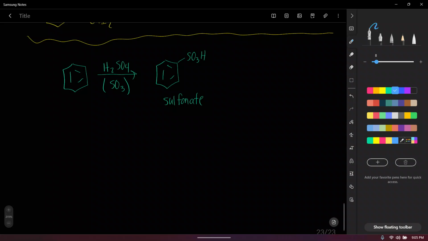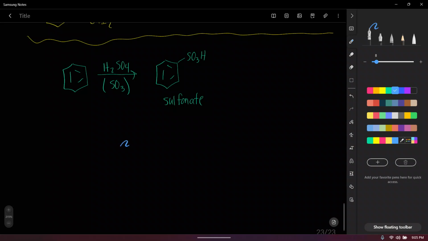So again, let's go ahead and actually do the mechanism to think about how this works. So the first step is I'm going to form my hot electrophile. If you notice, in this step, we don't use a Lewis acid. The reason we don't use a Lewis acid here is because sulfuric acid is a strong acid on its own, so we don't need a strong acid and a Lewis acid. We can just use the strong acid.